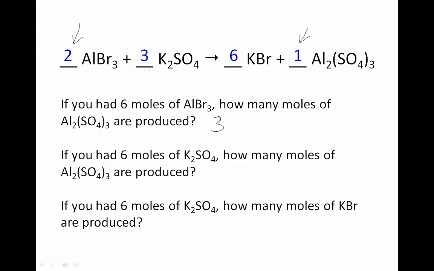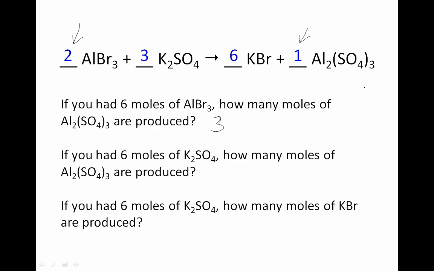Similarly, if you have 3 moles of potassium sulfate with extra aluminum 3 bromide, you can produce 6 moles of potassium bromide or 1 mole of aluminum 3 sulfate. You can also consider this as molecules. If you have 3 molecules of potassium sulfate and excess aluminum bromide, you can produce 6 molecules of potassium bromide and 1 molecule of aluminum 3 sulfate. And so just kind of thinking about these things will help you get ready for next lesson.